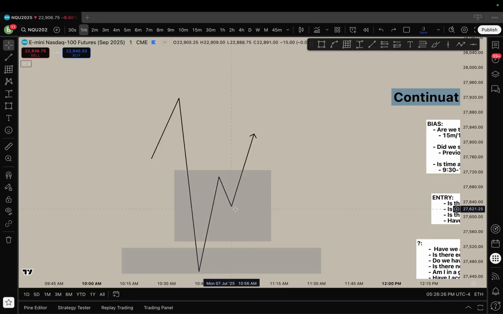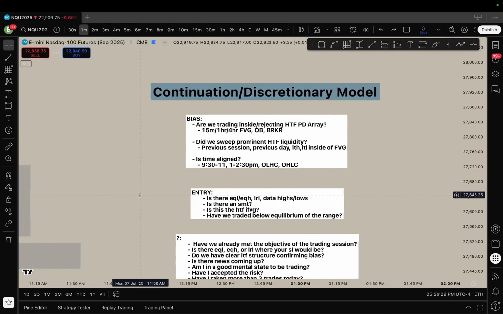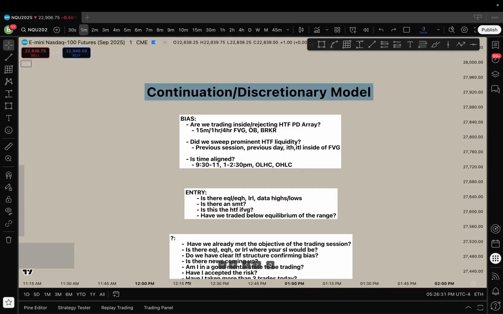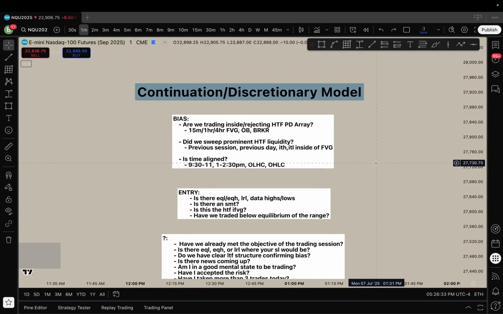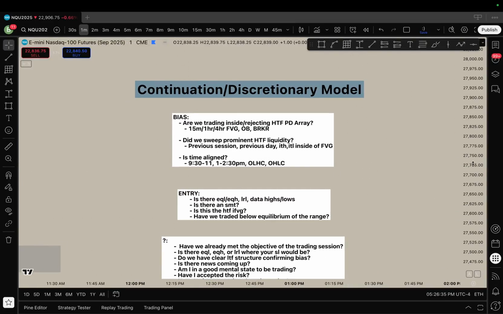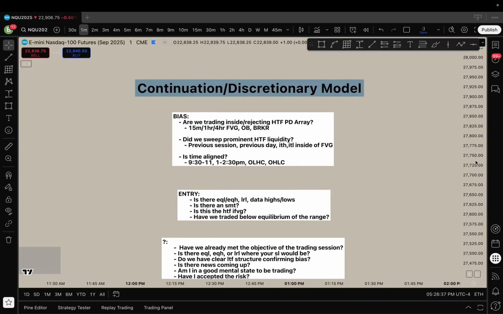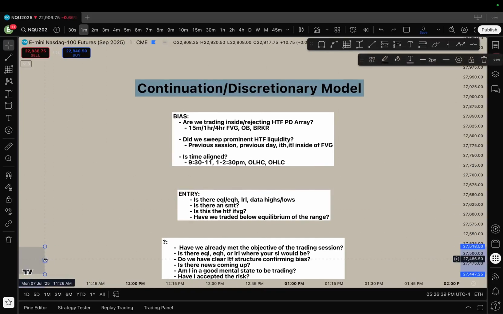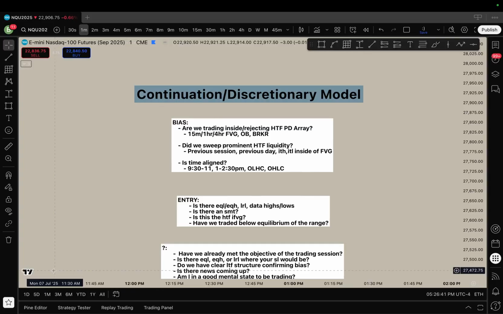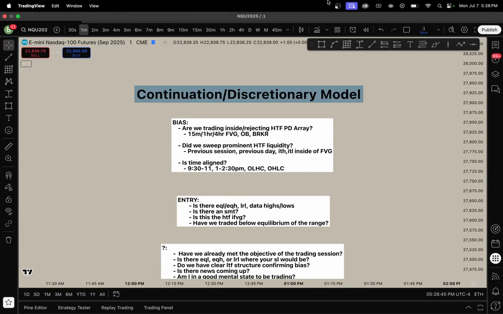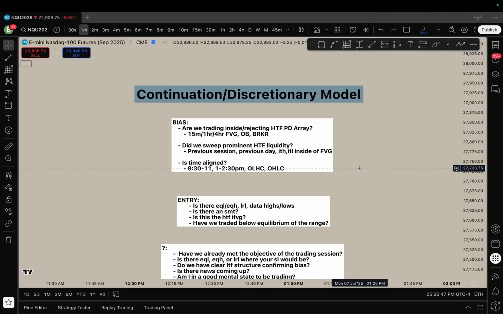And lastly, is time aligned with your bias, right? So you want to be trading during 9:30 to 11 and 1 p.m. to 2 p.m. 1 p.m. to 2:30 usually is my cutoff time. Now, there are times where we have like FOMC, right? And FOMC does print that news candle at around 2 to 2:30 p.m. So you do want to be paying attention to that as well.